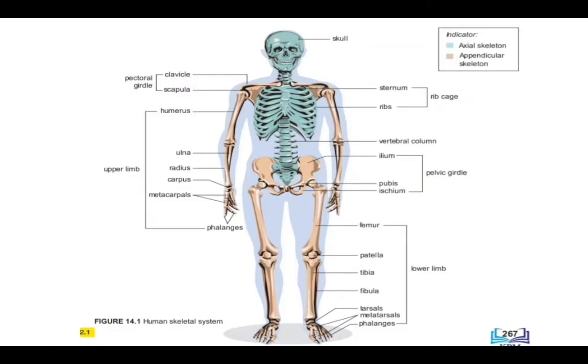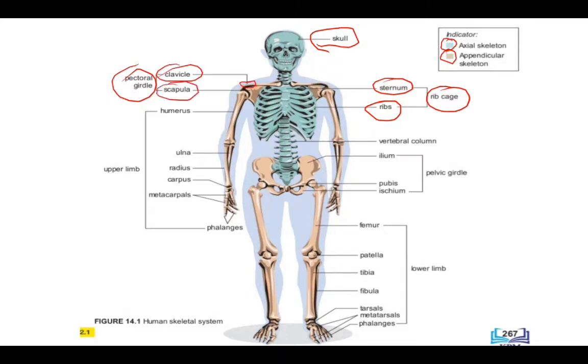This figure shows the human skeletal system. This is for axial skeleton, and this is the appendicular skeleton. So this one, skull, the rib cage consists of ribs and also the sternum, the pectoral girdle, clavicle, this is clavicle, and scapula, this is scapula. This is humerus, here ulna, radius, carpus, metacarpals, and this is the phalanges. This is the upper limb.